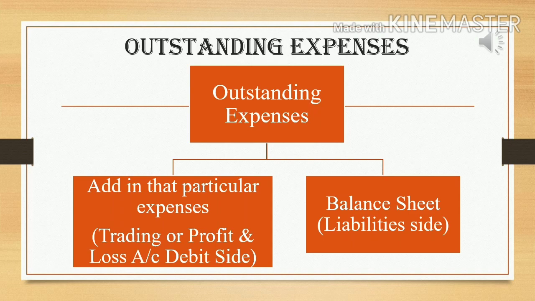So as I told you, with the out word, you need to remember to add. Now what we will do is add in that particular expense. The expense can be in the trading account, the expense can be in the profit and loss account. So you need to add that outstanding expense into that particular expense. The very first effect. Second, any expense which is outstanding, which a business has not yet paid, is actually a responsibility, a liability on the head of the business. Hence, the second effect is balance sheet liability side.